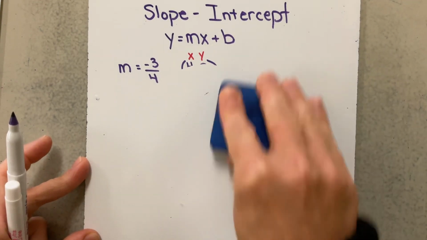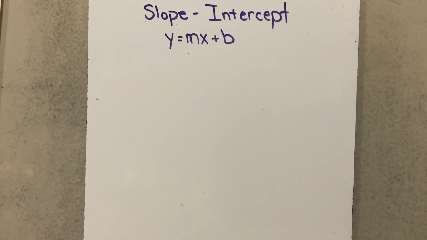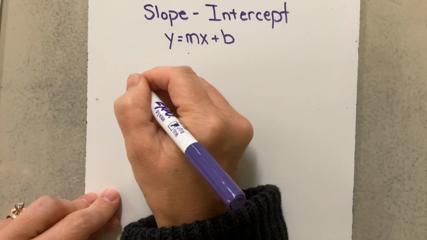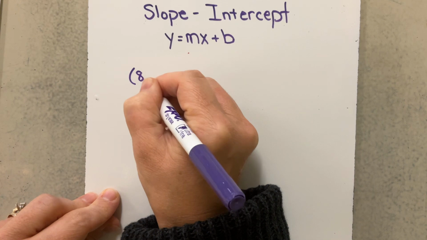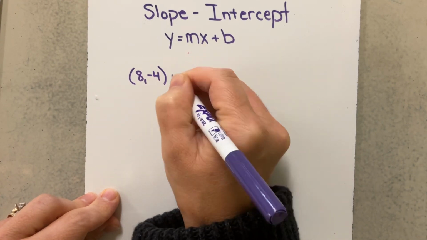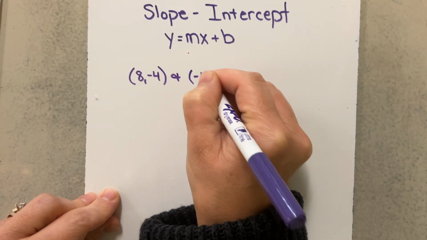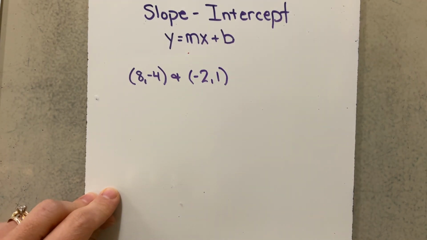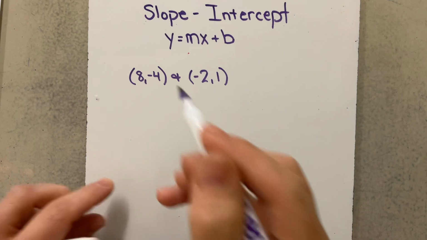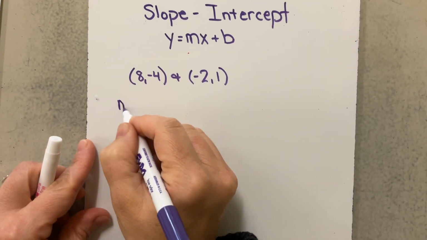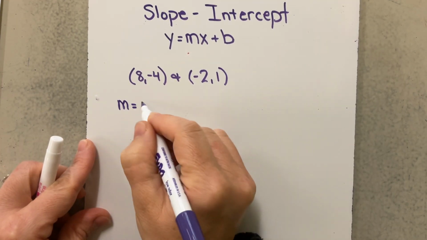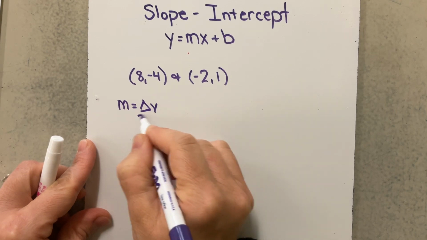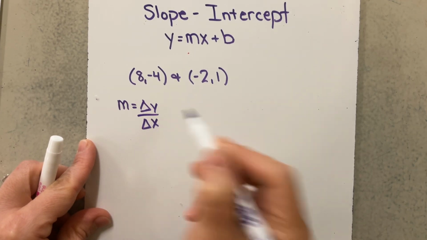You could also be given something different. You could also be given 2 points. So (8, -4) and (-2, 1). We need to find our slope. We have done this previously. So we're going to do the change in y over the change in x.